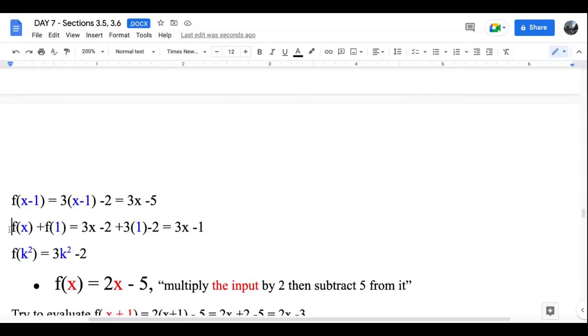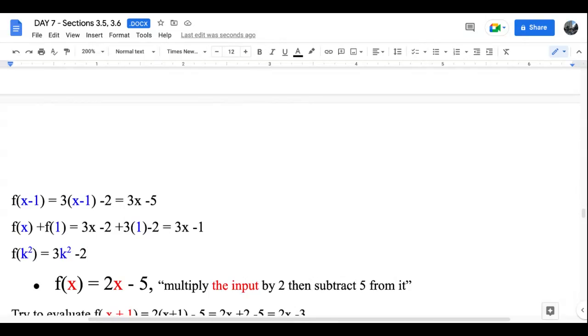Or we can add two function values, right? f of x equals 3x minus 2. f of 1 equals 3 times 1 minus 2. We simplify this, we get 3x minus 1. f of k squared. Now the input is k squared, but we still follow the pattern. So we get 3 multiplied by k squared minus 2.